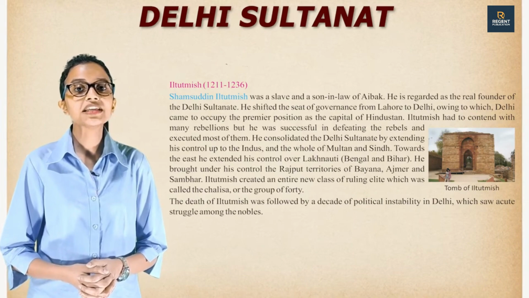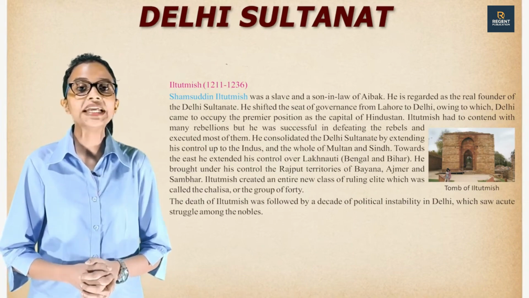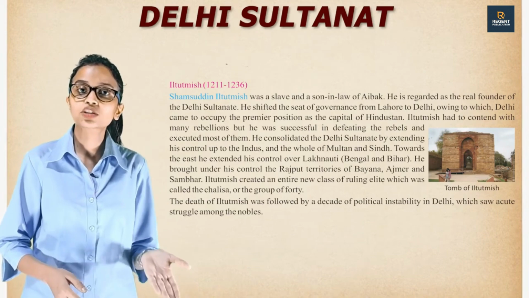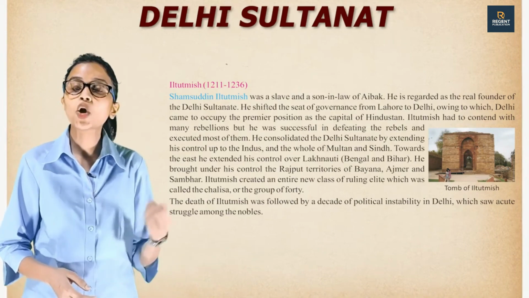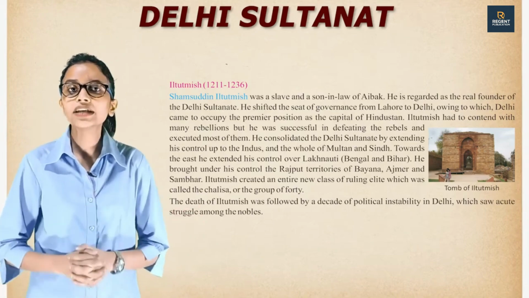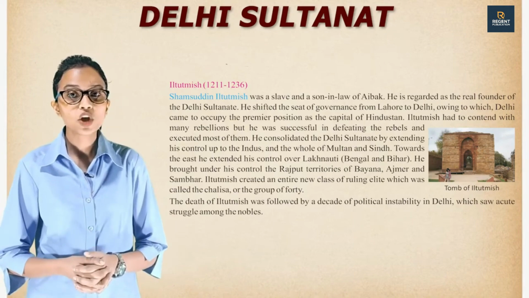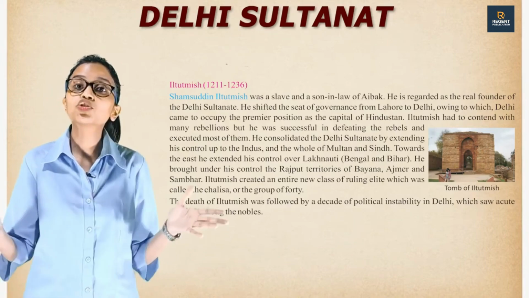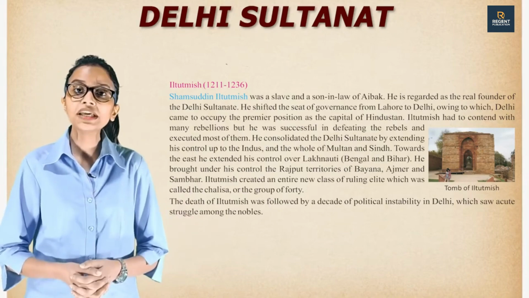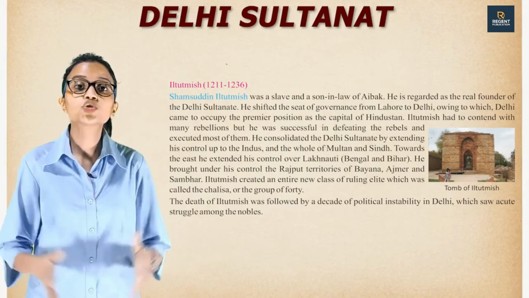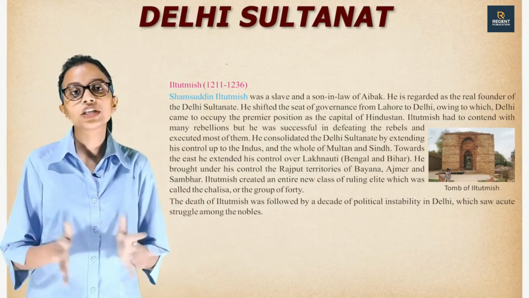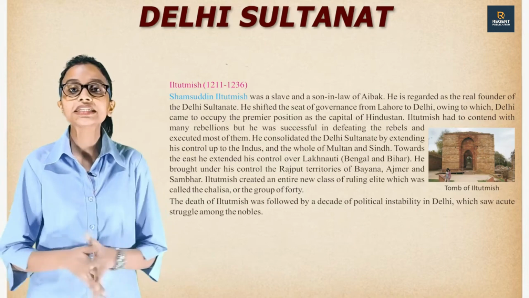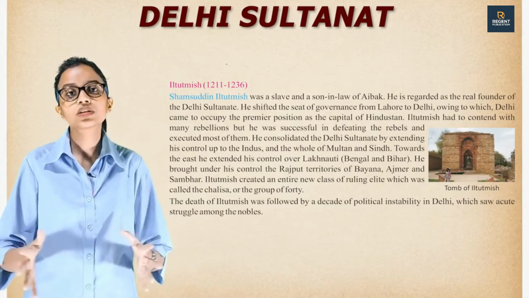He consolidated the Delhi Sultanate by extending his control up to the Indus and the whole of Multan and Sindh. Towards the east, he extended his control over Lakhnauti, Bengal and Bihar. He brought under his control the Rajput territories of Bayana, Ajmer and Sambhar. Iltutmish created an entire new class of ruling elite, which was called the Chalisa or the group of 40. The death of Iltutmish was followed by a decade of political instability in Delhi, which saw acute struggle among the nobles.